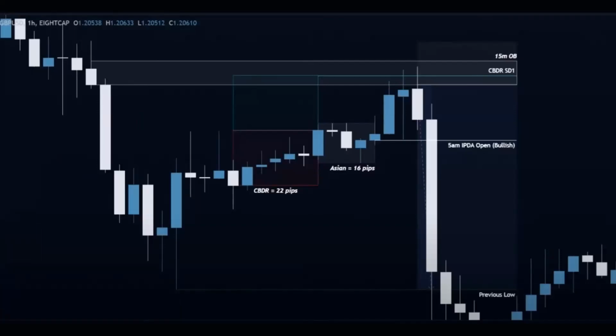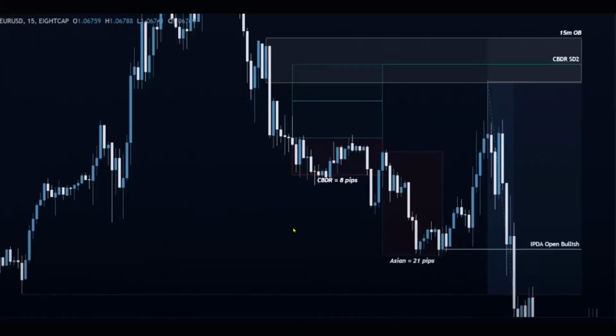Here we have GU. As you can see, our CBDR range is only 20 pips, and our Asian range is only 16 pips. Right around the midnight opening, which is 12 a.m. EST, GMT -4 (here it's London time, so it's 5 a.m.), it runs up and runs the liquidity into a premium discount array, or PD array, in the form of a 15-minute order block. We also have the CBDR at a standard deviation of 1, meaning the range of the CBDR times 1 trades up into that. You can go short here, with everything lining up for the sell, targeting the previous low.